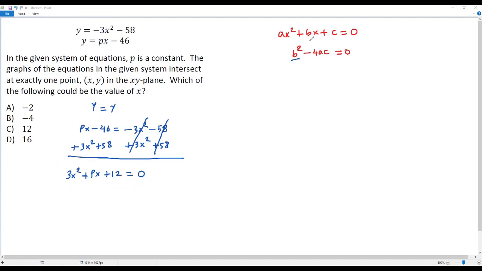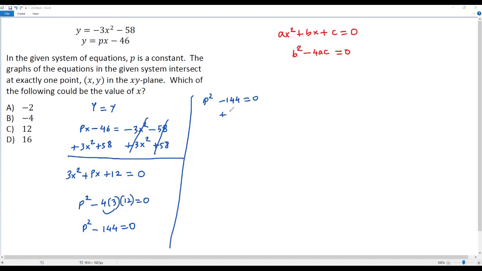Actually, to get the value of b, we have to consider the coefficient of x, and to get the value of a, we have to consider the coefficient of x squared, and to get the value of c, we have to consider the constant term. Here the coefficient of x is p, so we have to take p squared minus 4a c. For a we have 3, and for c we have 12, equals 0. Okay, p squared minus 4 times 3 is 12, 12 times 12 is 144, equals 0. Okay, let me continue over here. p squared minus 144 equals 0.